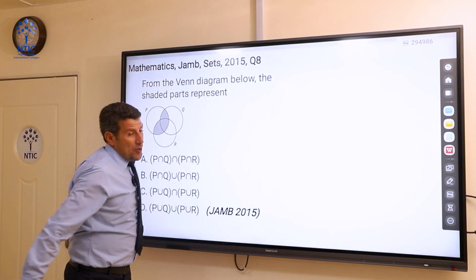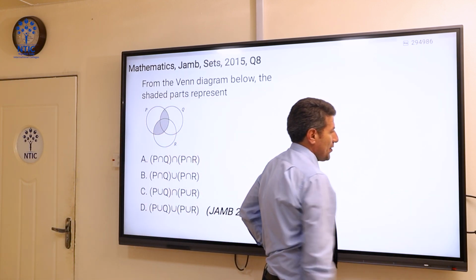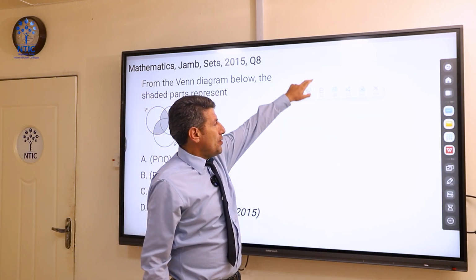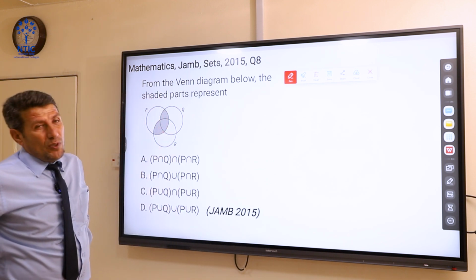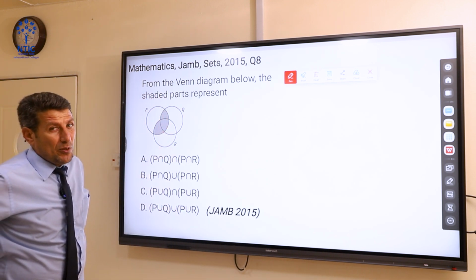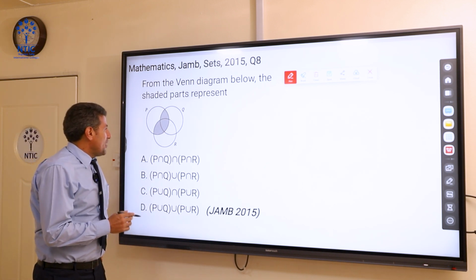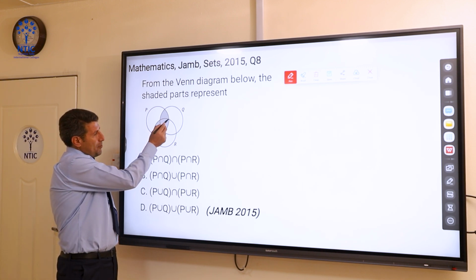Our next question again is from Venn diagram. They shade some part and they want us to find what is the meaning of this shaded part. So for this kind of question, we need to know intersection and union. Okay? So while you check this question, you have to analyze one by one. What is the meaning of this area?